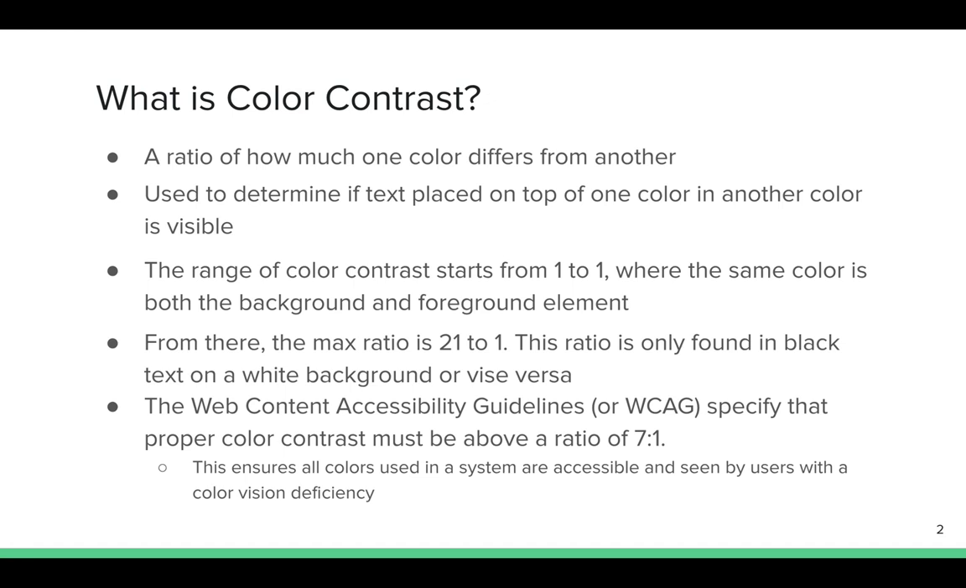The Web Content Accessibility Guidelines, or WCAG, specify that proper color contrast must be above a ratio of 7 to 1. This ensures all colors used in a system are accessible and seen by users with a color vision deficiency.